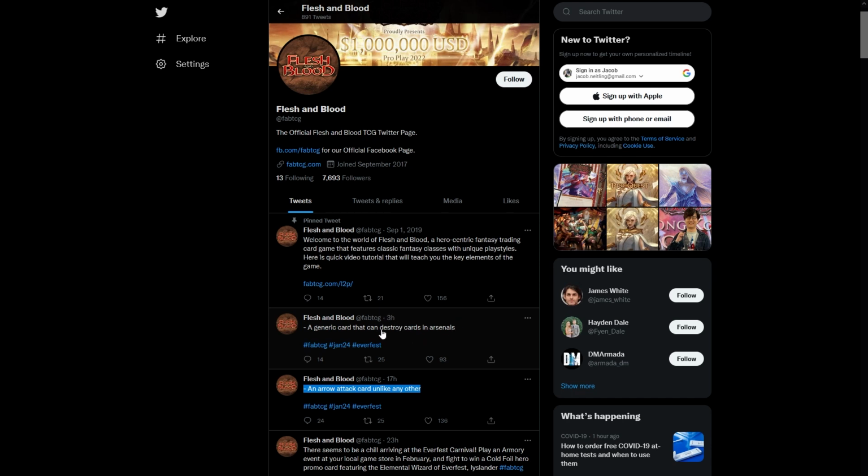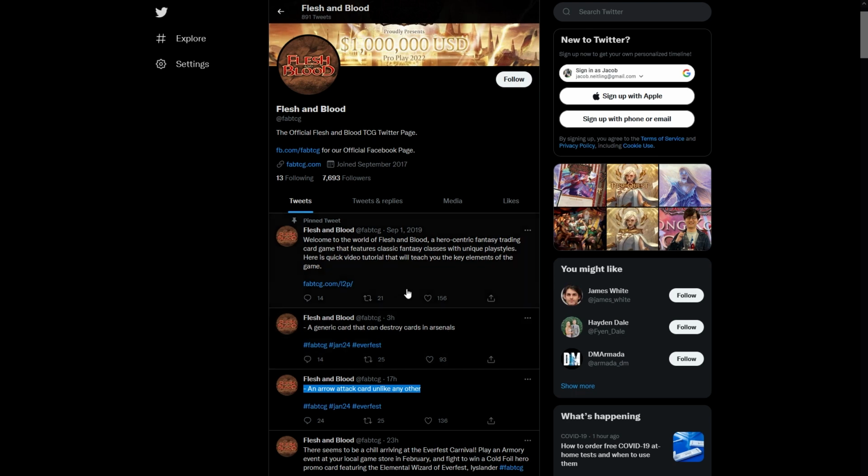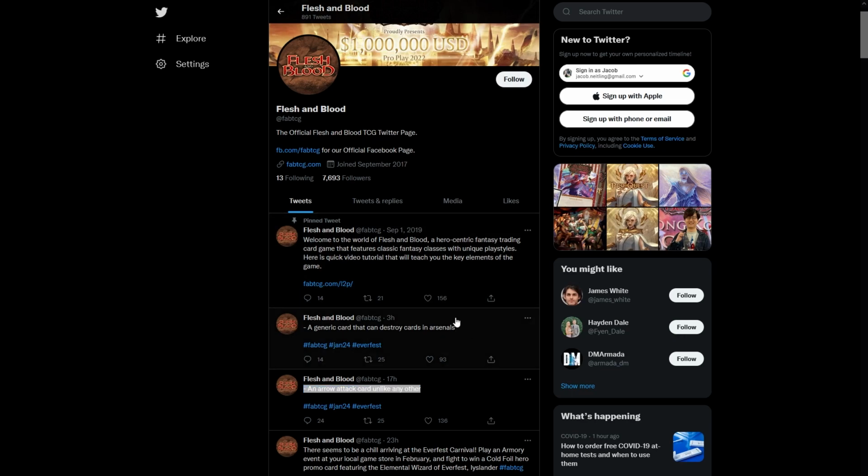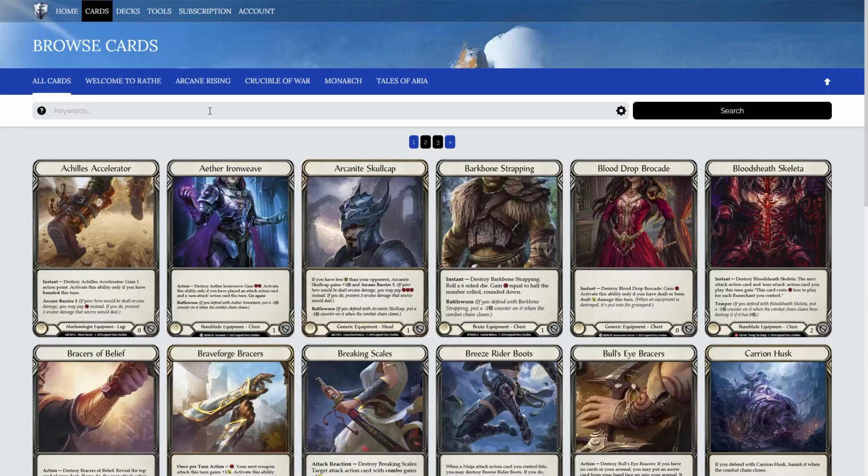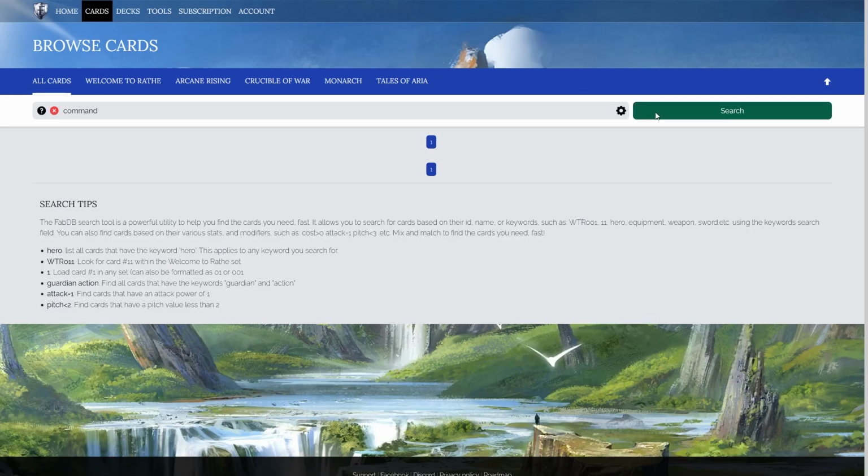This was actually 3 hours ago. So this is a newer one. This is one that I did not see. So cool. Generic card that can destroy cards in arsenal. So maybe that hints at the reprint of Command and Conquer, because that would be hilarious, because that is a generic that can destroy C-O-M-M-A-N-D, Command, and must reset.